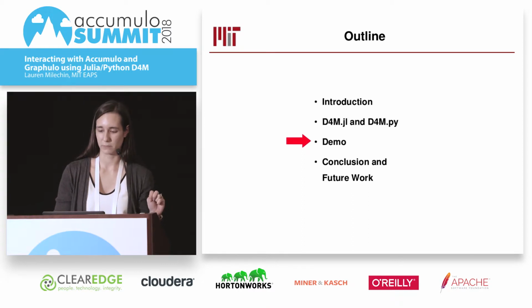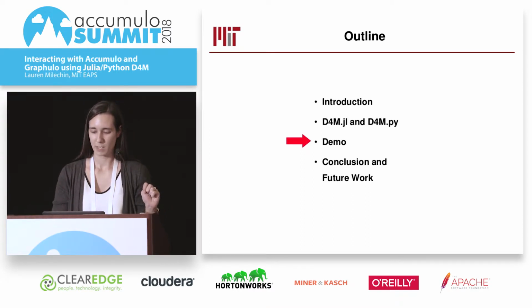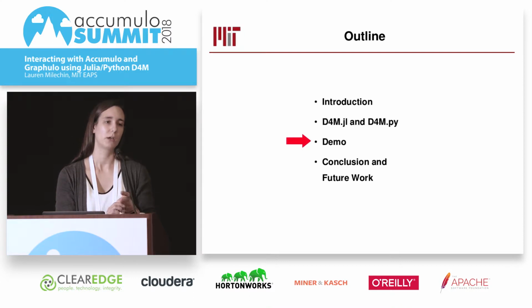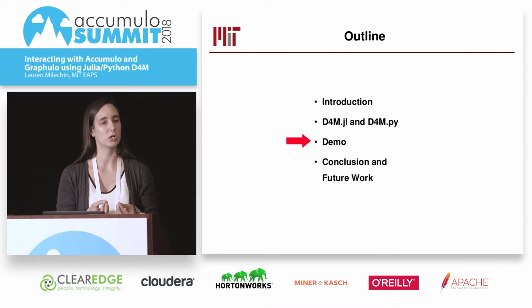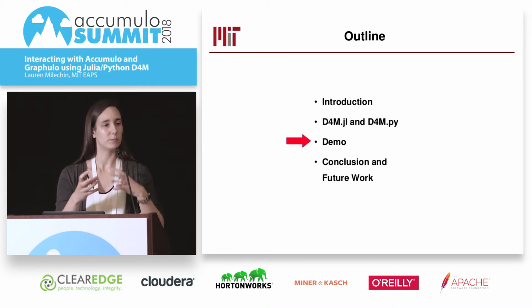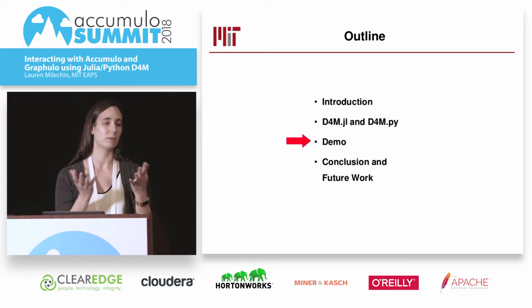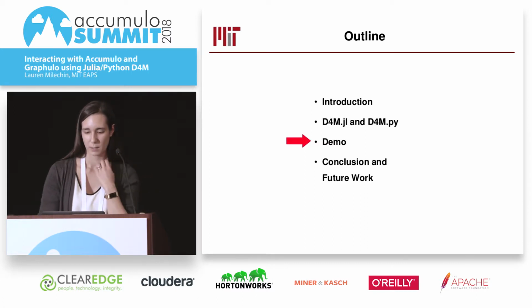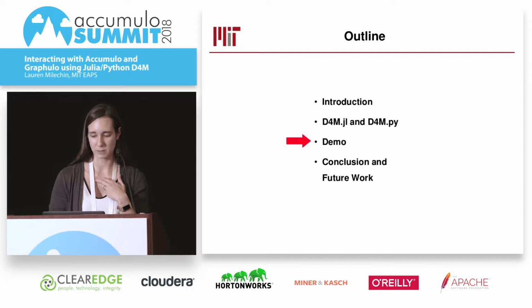Graphulo is basically a set of server-side iterators that sit in Accumulo that allow you to do graph analytics inside Accumulo. So we've implemented a set of almost basic graph kernels, so things like matrix multiply that allow you to build those up and build out more complex analytics like breadth-first search, Jaccard coefficient, things like that. So this is implemented in Octave.